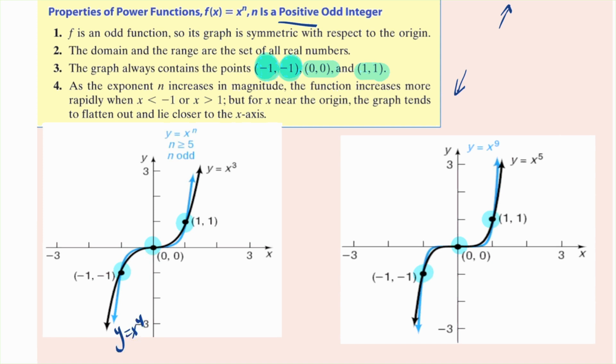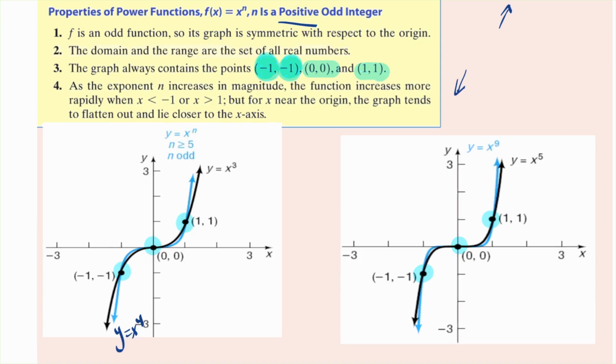Additionally, the higher the power, the more steep the rise. So we have a pretty steep rise for the fifth power, and then we have a pretty steep fall. So if we think of this as like a changing slope, the slope is steeper, the higher the power.